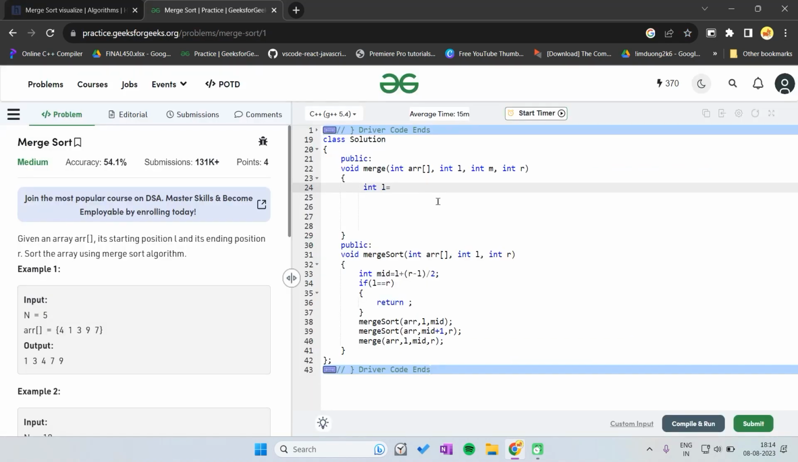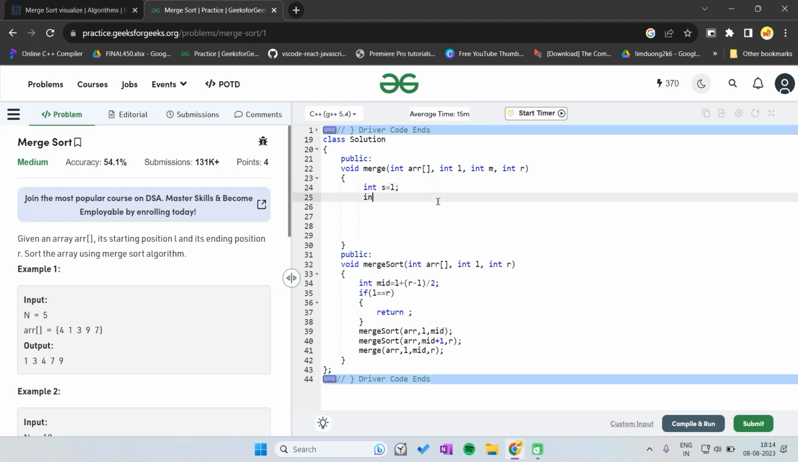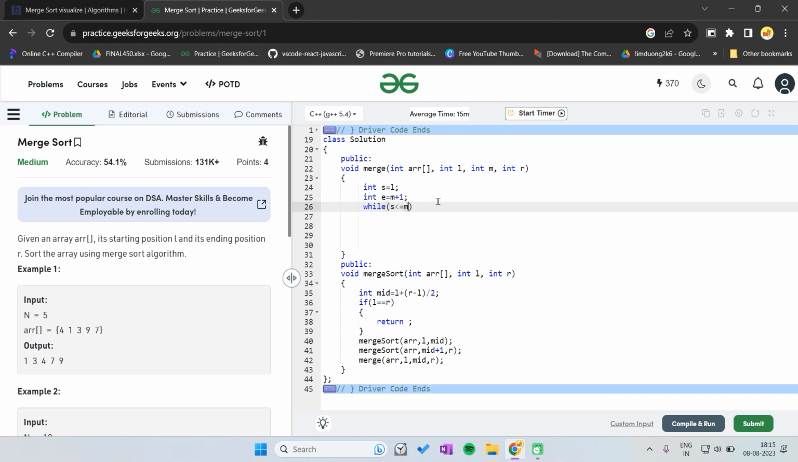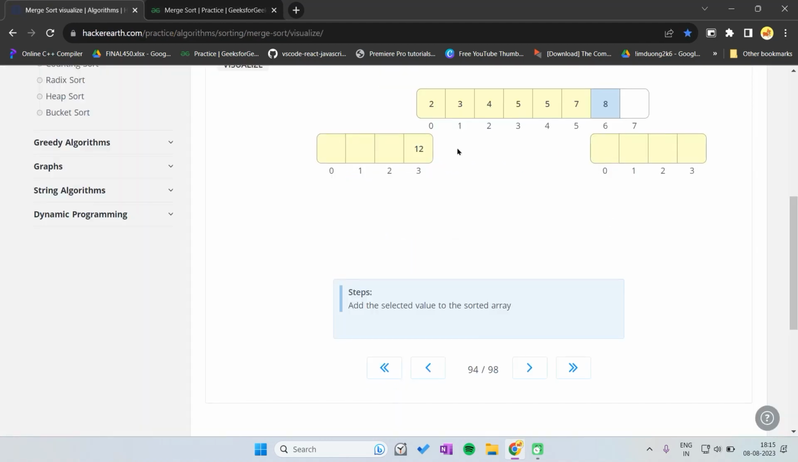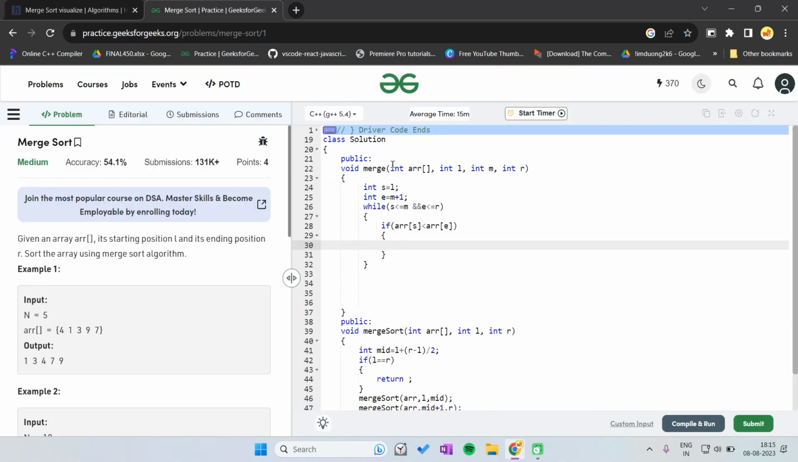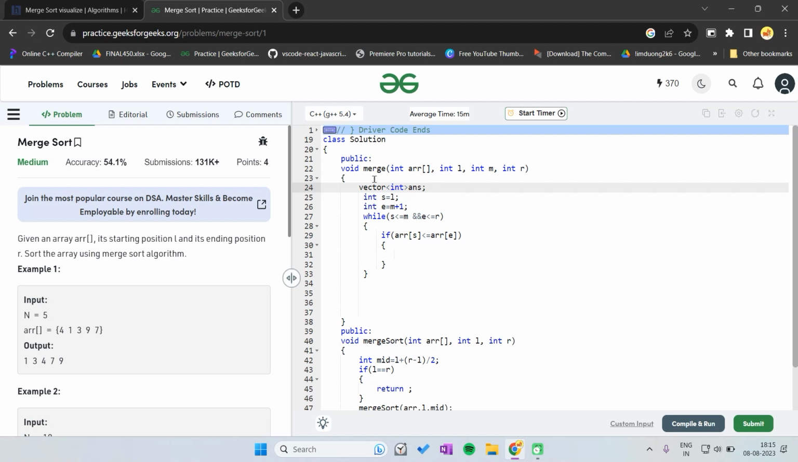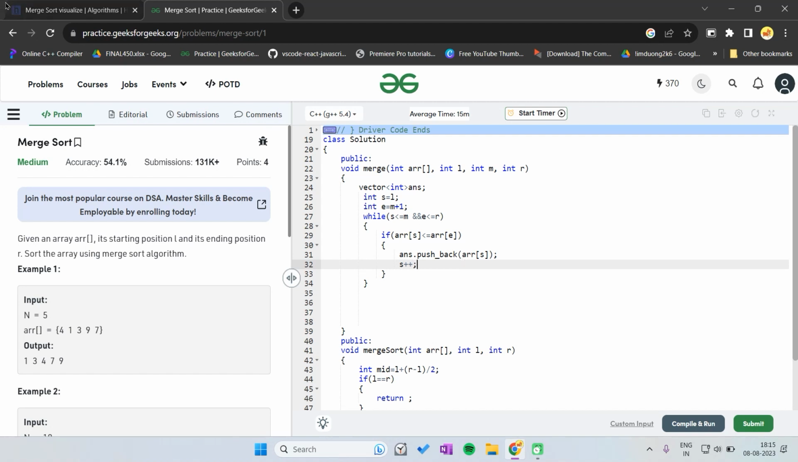So s starts at L, and e starts at the m plus 1 position, and we iterate while s is not equal to m and e has not become r. If arr of s is less than or equal to arr of e, then this one is smaller of the two, so this one goes in the array. If we are storing in a vector, you can also store in arrays or lists, whichever you want. Now I am saying answer dot push_back, so it stores in the vector. We push arr of s into the vector, and then we move to the next one, here, then here.